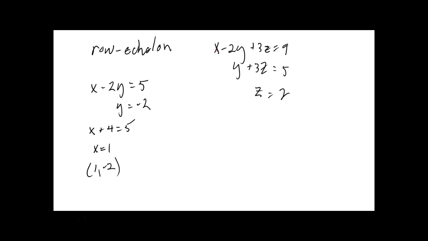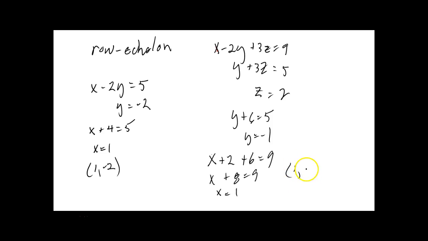Now, let's do this one that we have up here. I believe that's the same one. Yes, it is. So what would that solution be? So it'd be X plus 8 equal 9. X equal 1. All right. That is a unique solution, and that unique solution is 1, negative 1, 2.